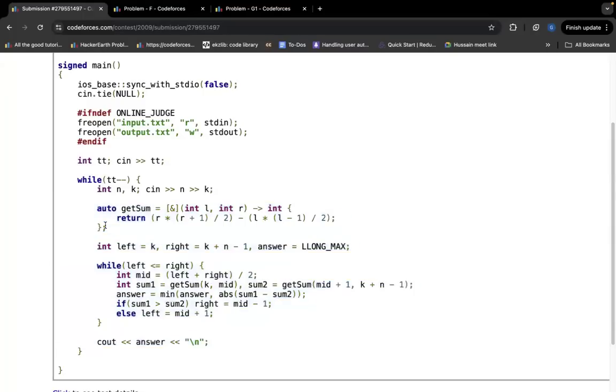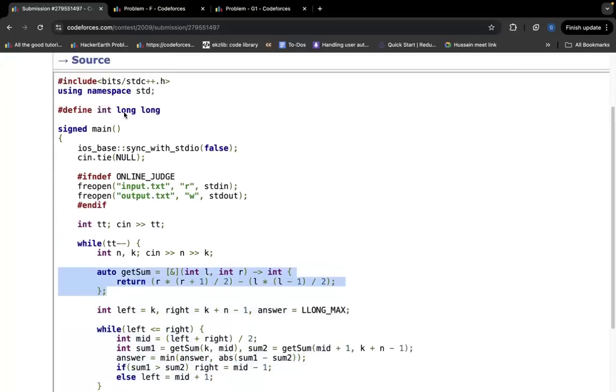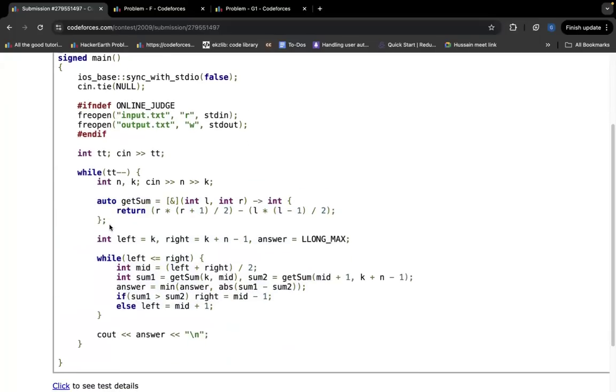This is what we call a lambda function. You could have written this here as well. If you don't know what lambda functions are, you can read up on it. It's basically writing functions inside your main function.